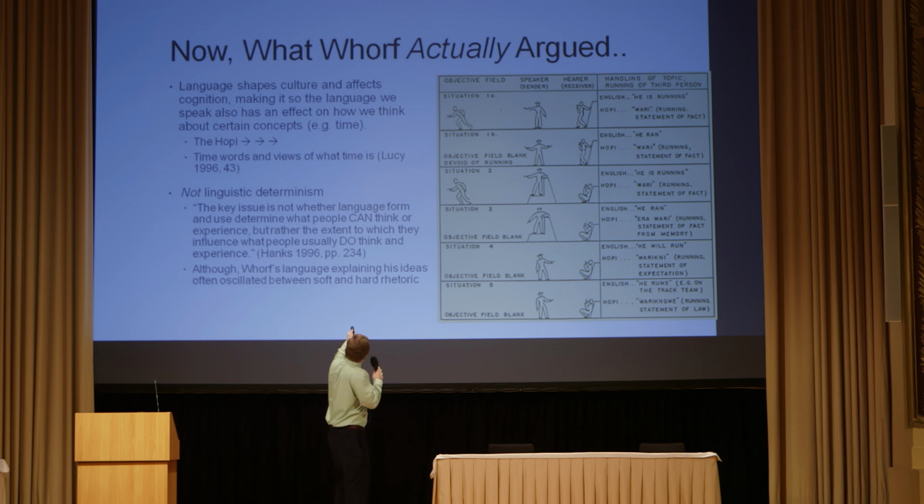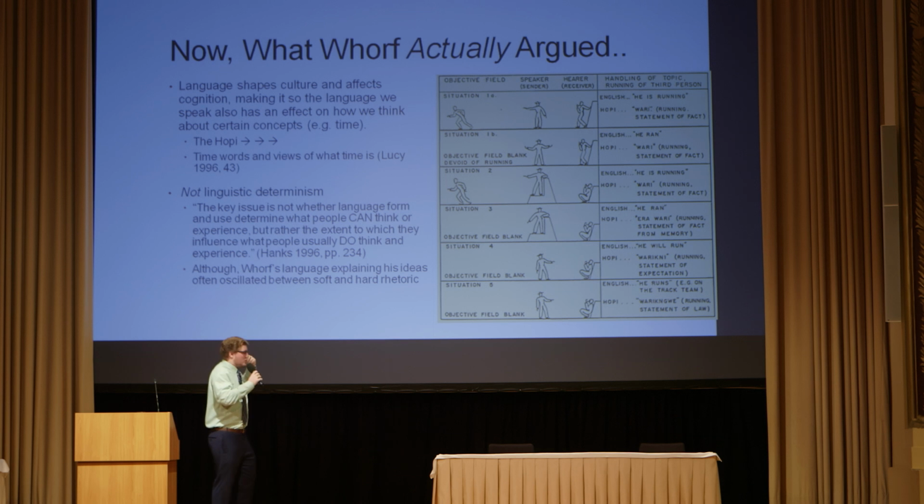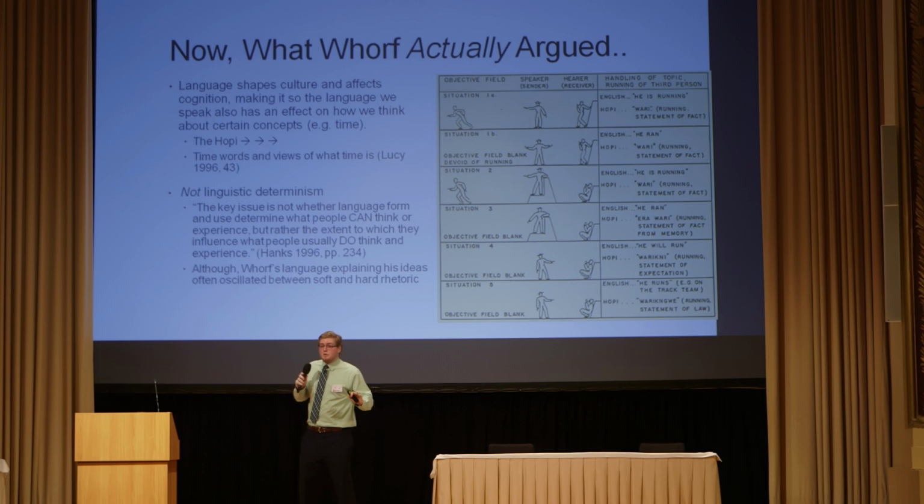We basically want to say that language shapes culture and affects cognition, making it so the language we speak also has an effect on how we think about certain concepts like time. The perfect example of this is his work with Hopi. He did research with Hopi and basically said that Hopi doesn't think about time in an objective way like we do in a lot of European languages and English, where you can almost hold one hour like that and cut it into different pieces. Hopi doesn't exactly think about it that way.